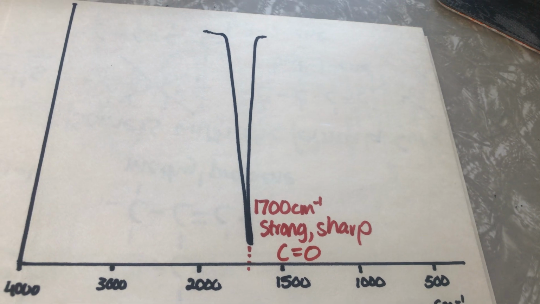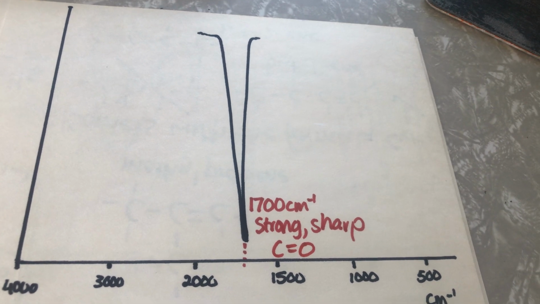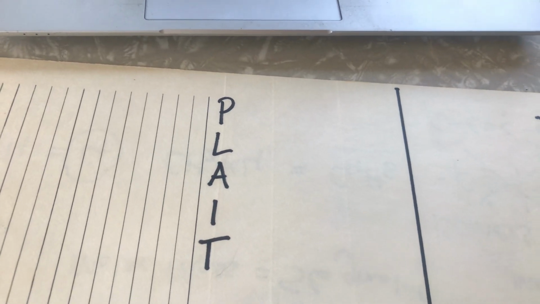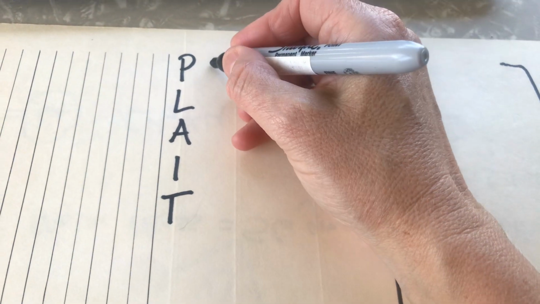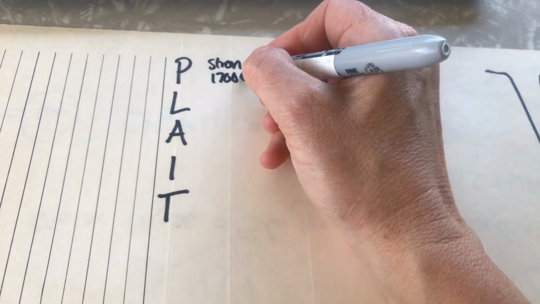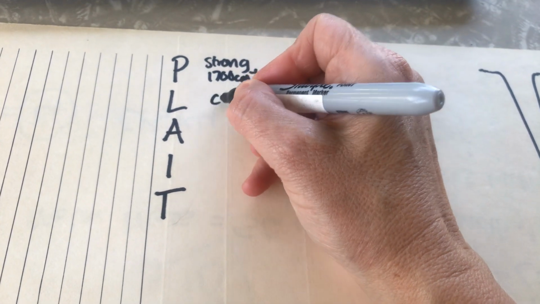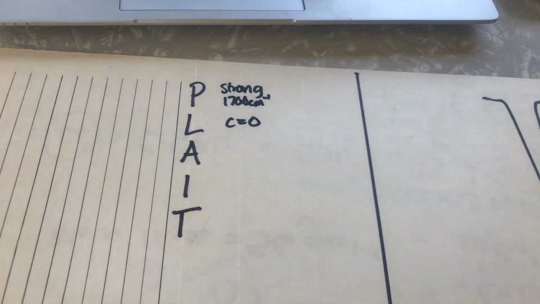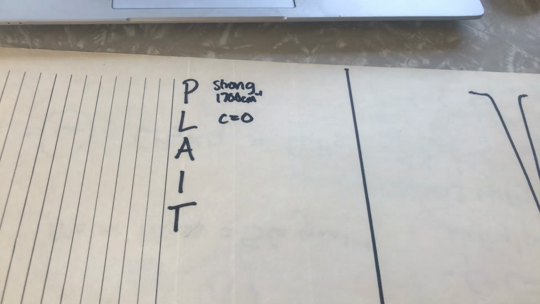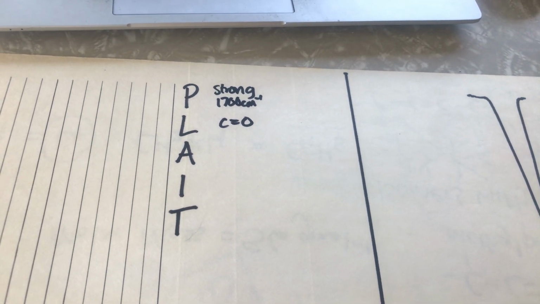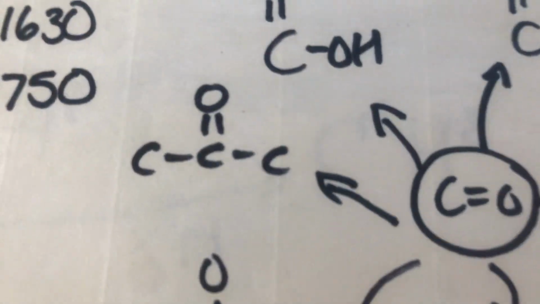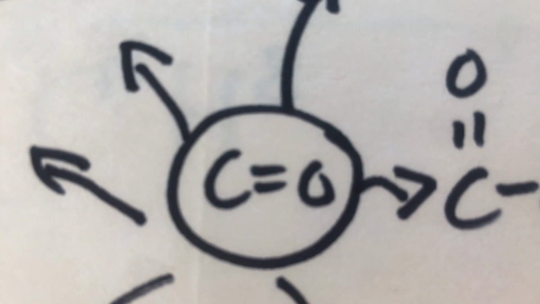Okay, so if we keep using our PLAIT, P-L-A-I-T, we've got that here. In this case, our P was our strong peak at around 1700, and that corresponded to a C=O. So we need to analyze this now. This is a tricky one, so this has got its own video. There's a lot of compounds that have a C=O, so let's take a look at some. Here's our C=O.